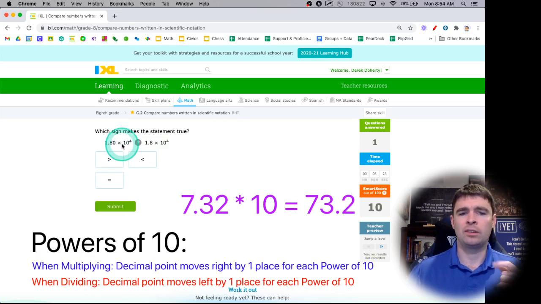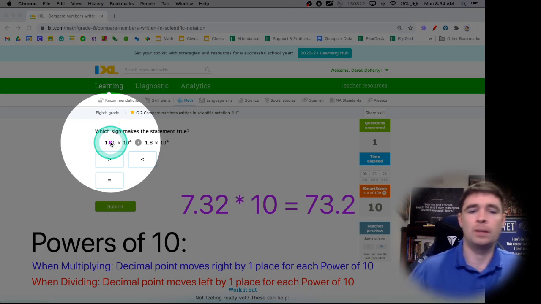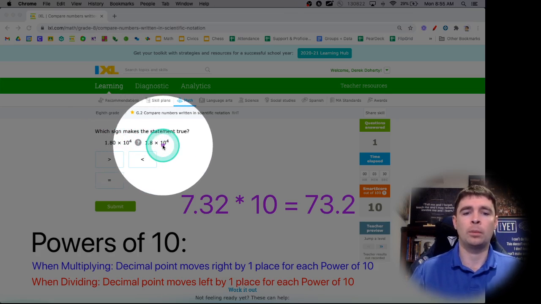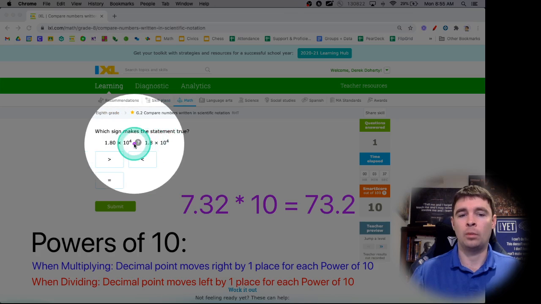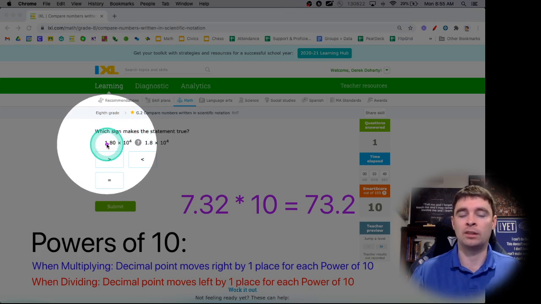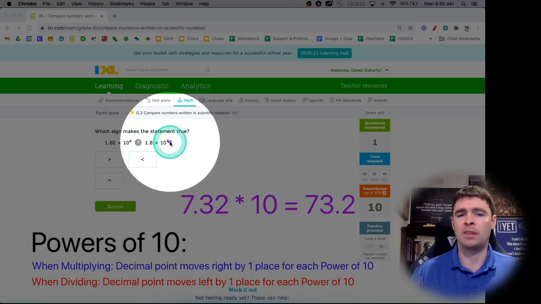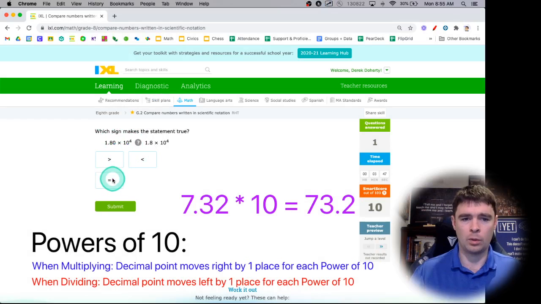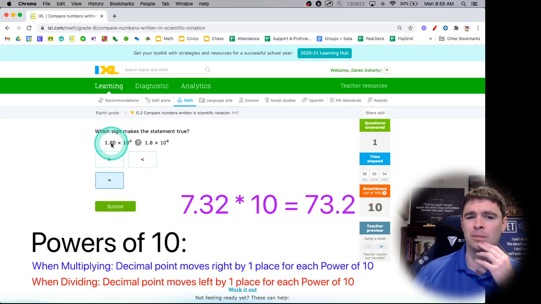And the next one gives us two numbers in scientific notation. One of them is 1.80 times 10 to the fourth. The other one is 1.8 times 10 to the fourth. It's important to know that both of these numbers have the same coefficient. 1.80 is the same thing as 1.8. And they're both multiplied by the same power of 10. So in that case, I know right away I don't have to do any more math. These are truly the same number. It's just that one of them put a 0 after the 8, which is like 80 cents being the same thing as 8 tenths.